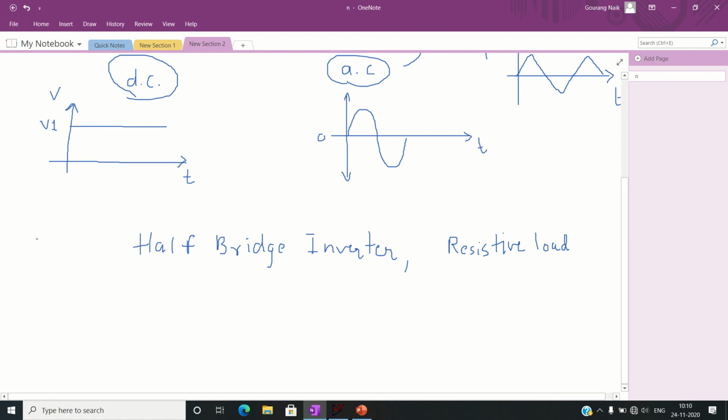And again it is a single phase. Single phase means you will get only one signal. So it is assumed that it is single phase. I will write here single phase. So the first circuit that we will see is a single phase half bridge inverter with a resistive load. So this is the first topic.